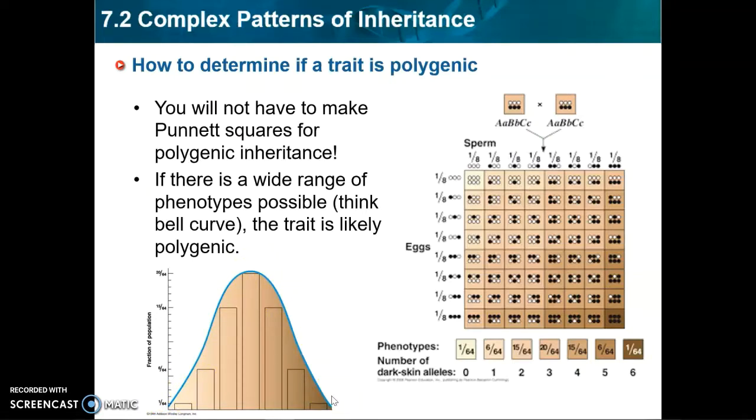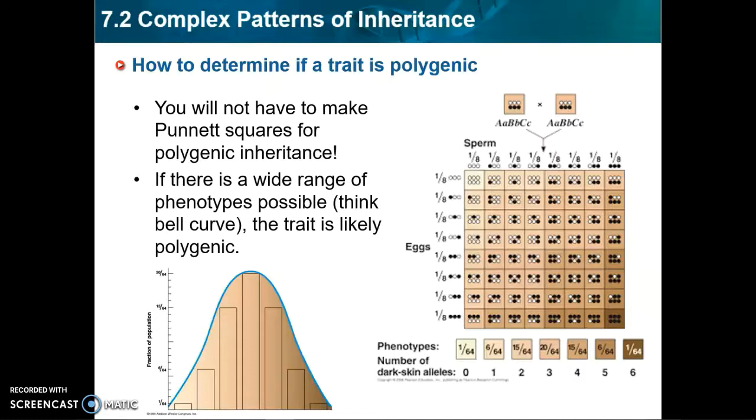So the thing to know about polygenic traits is not how to make a Punnett square for them, but to recognize that if you have a very wide range of phenotypes, that phenotype is almost definitely controlled by multiple genes. The only way you can have all of these different phenotypes possible is if there are multiple places where that phenotype is controlled, meaning multiple places on your DNA, multiple genes that can be expressed or not to give you your final phenotype. Height would be another one that would be a really good example.